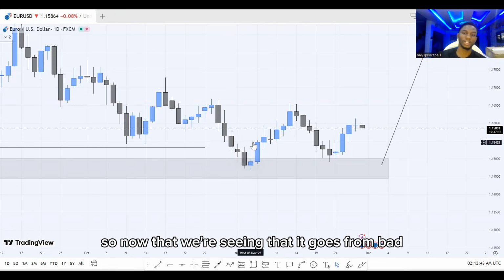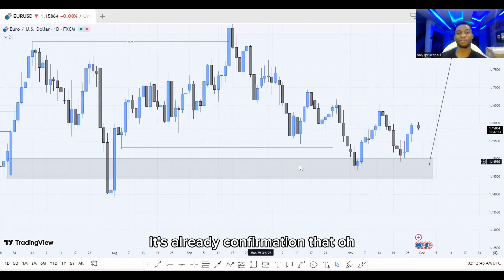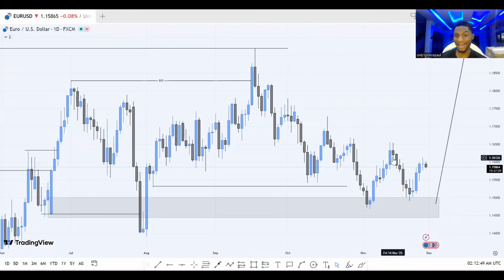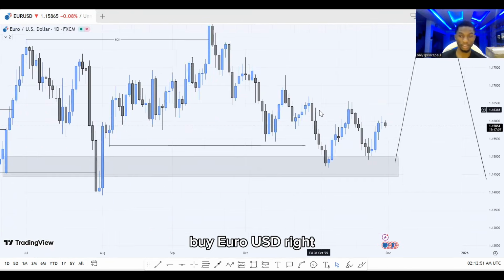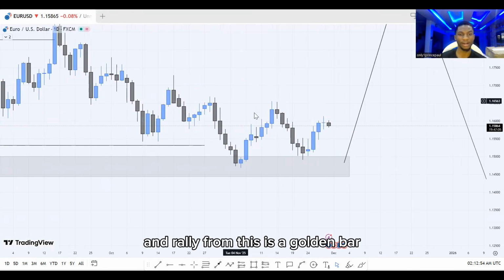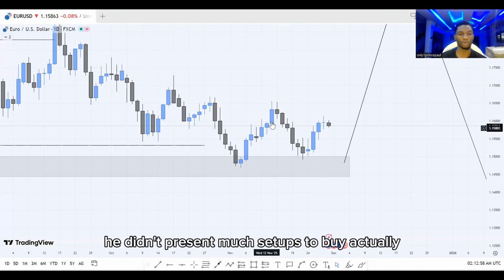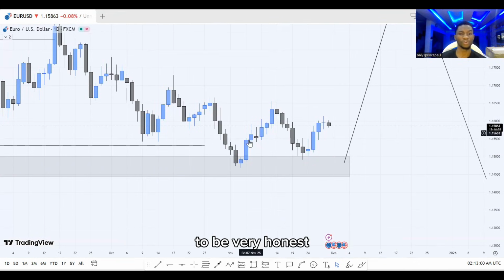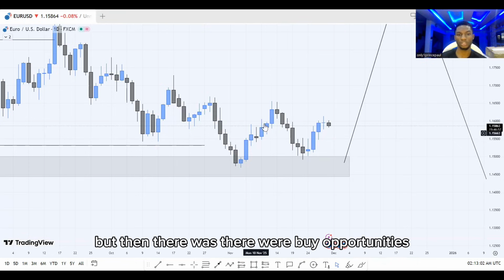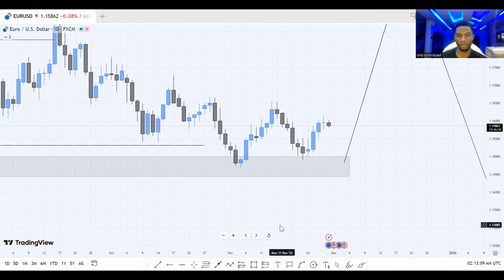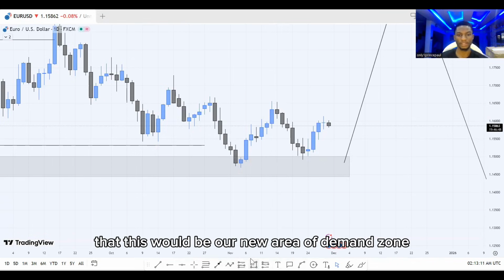So now that we have seen an engulfing bar, it's already confirmation that we might be looking to buy Euro USD, right? Then he gave us a rally from this engulfing bar. He didn't present much setups to buy actually, to be very honest. But then there were buy opportunities some people capitalized on, right?